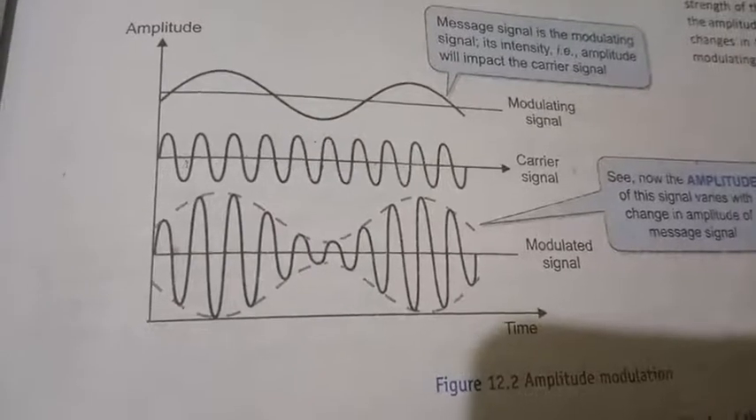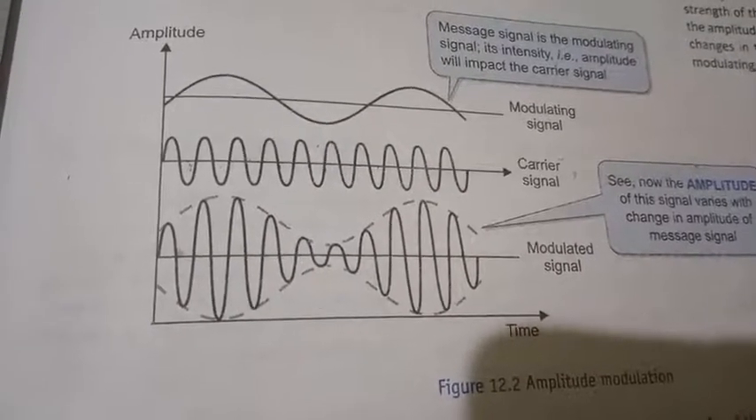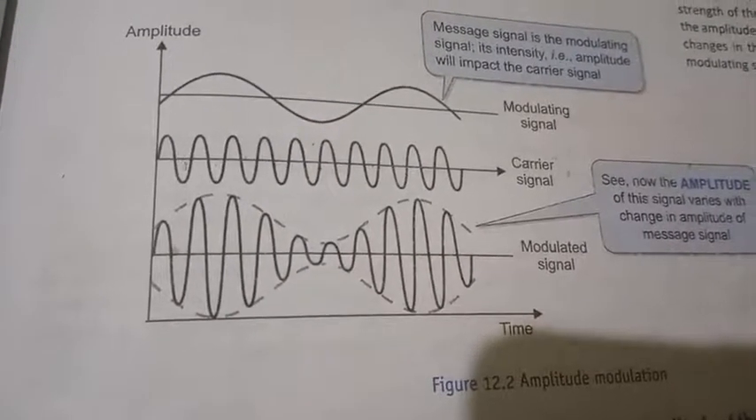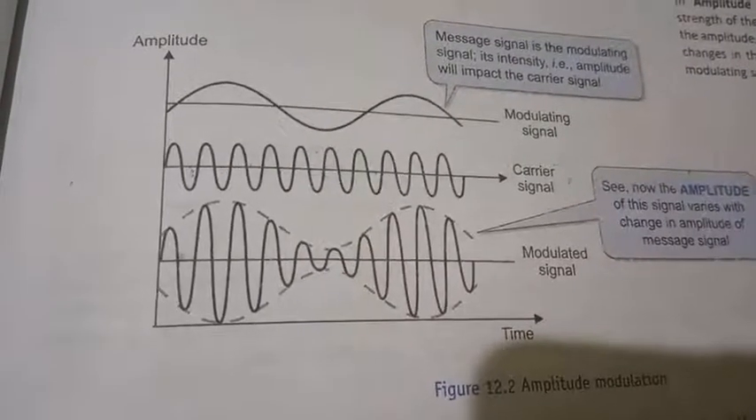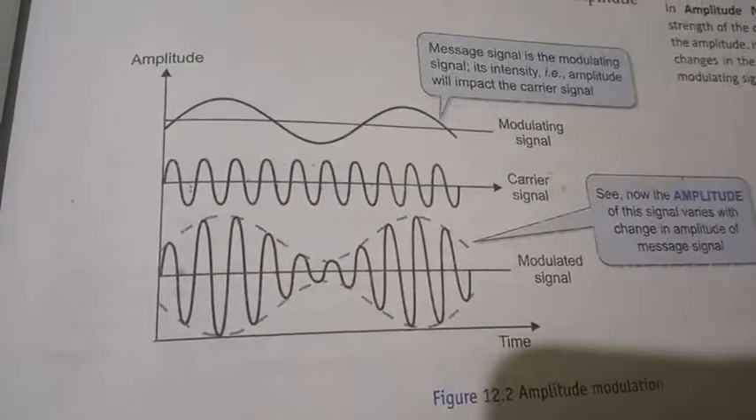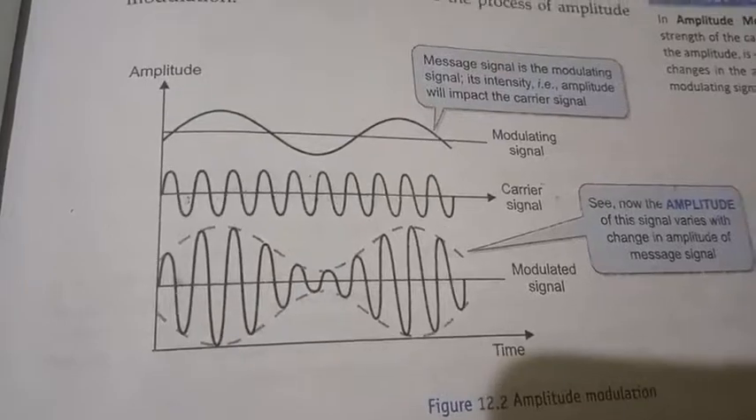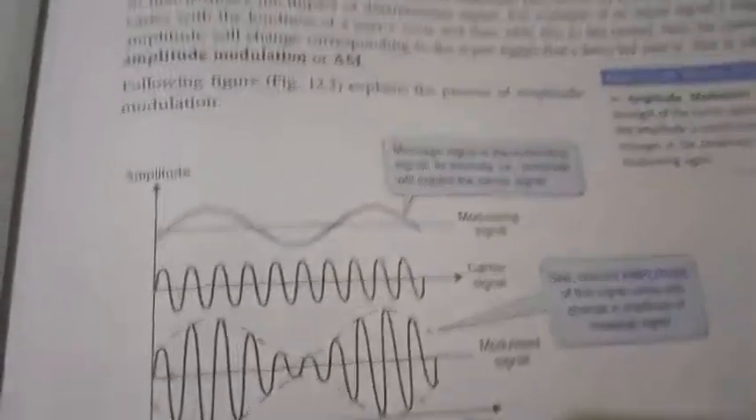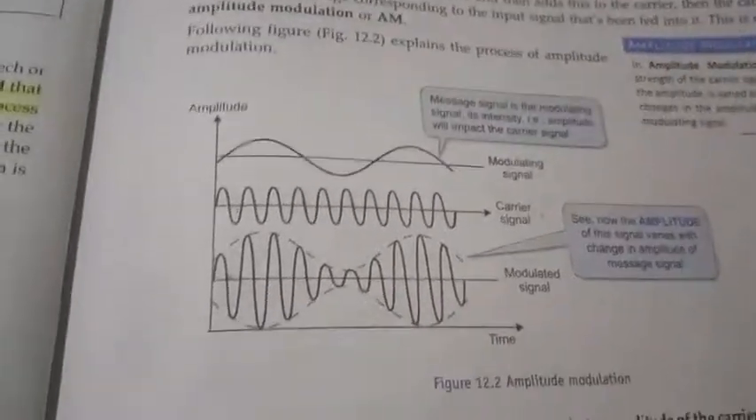Frequency means the number of oscillations per second, that is not changed. Phase means positive phase and negative phase, that is also not changed. Only amplitude is changed in the case of amplitude modulation. So this is the basic concept related to amplitude modulation.